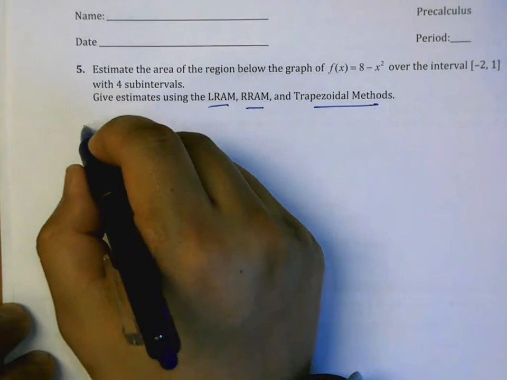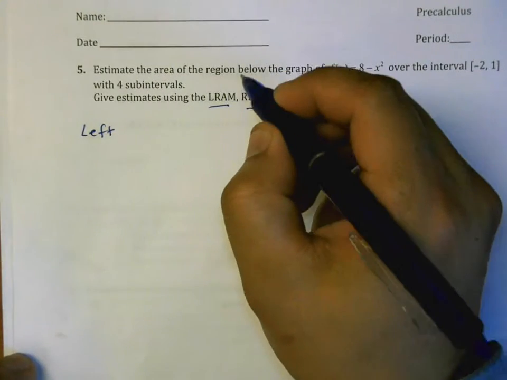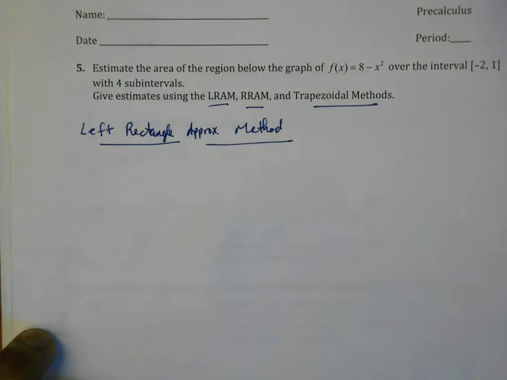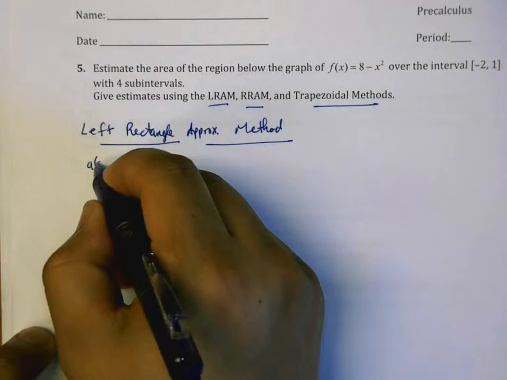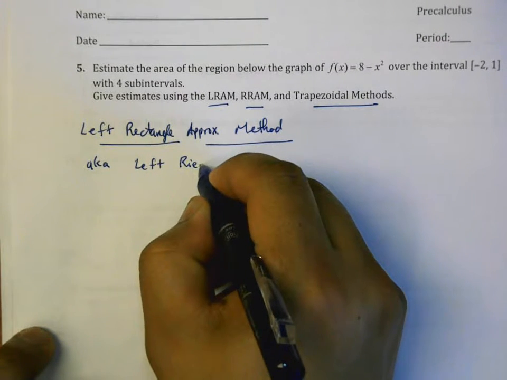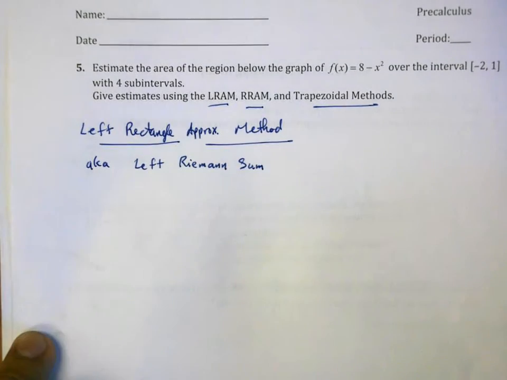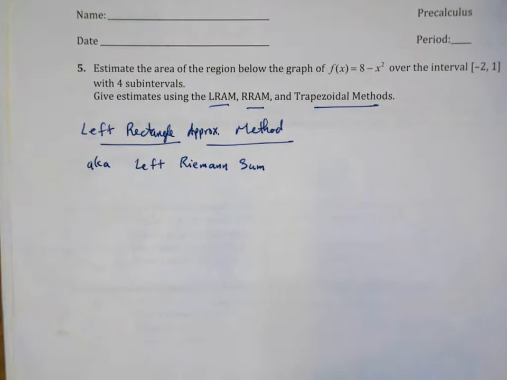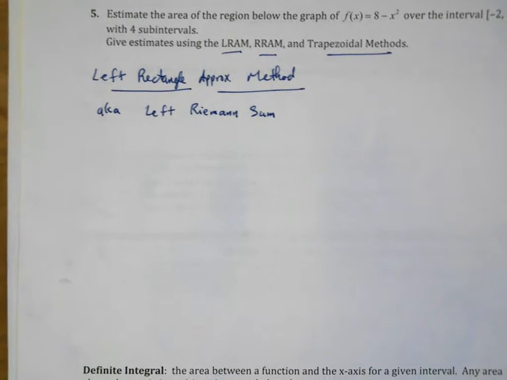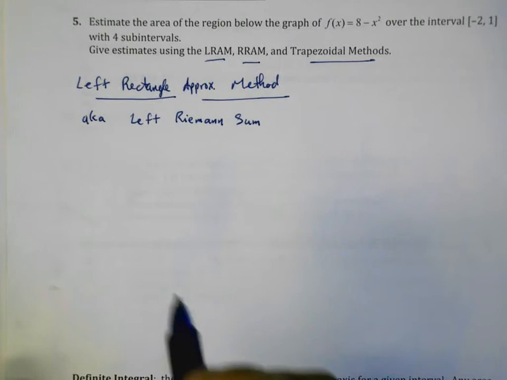So LRAM stands for left rectangle approximation method. This is also sometimes referred to as the left Riemann sum, named after Bernard Riemann, who developed the idea. It's not exactly the same thing, but it's often used interchangeably. Okay. So let's just do an example so that it's easier to illustrate that way.